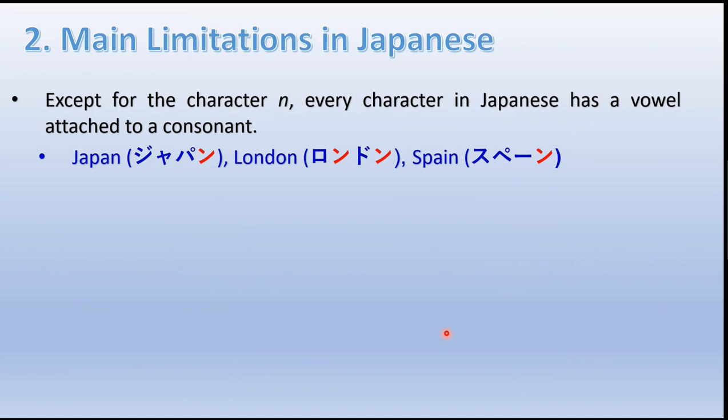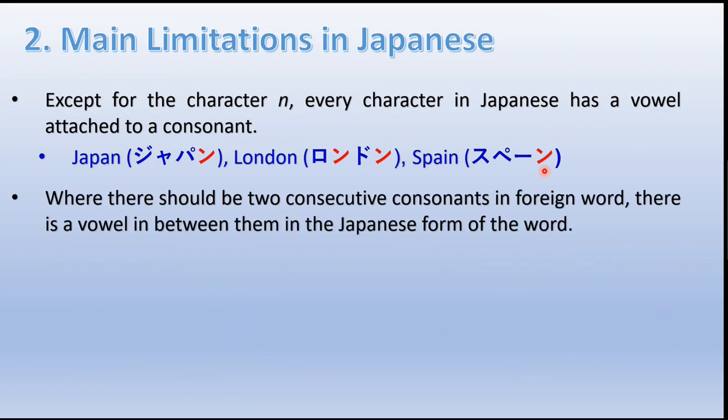So look at these three words: Japan, London, and Spain. Here we see that the N letter is not associated with a vowel sound. As we can see here, this is ja, pa, n. So N is independent here. Similarly in London, and this is Spain. So there is no vowel sound attached to these N sounds. Otherwise, in all other sounds, there is a vowel attached to the consonant in Japanese.